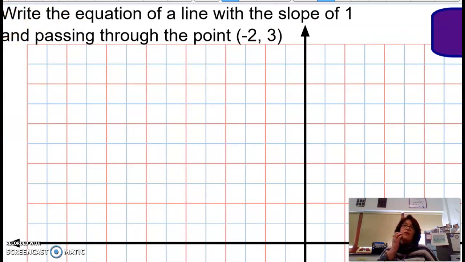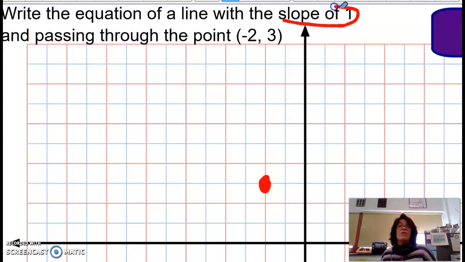What if I asked you to write the equation of a line with a slope of 1 and passing through the point (-2, 3)? There are multiple ways to do this, guys. Sometimes if I'm lucky and I have some graph paper, I might just graph it so I can do what I did on the previous page. I'll plot the point (-2, 3). Okay, (-2, 3). Here's my origin. There's my point.